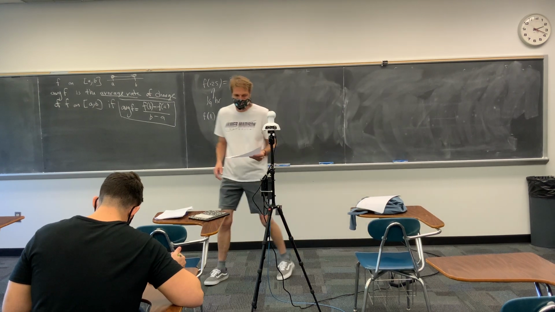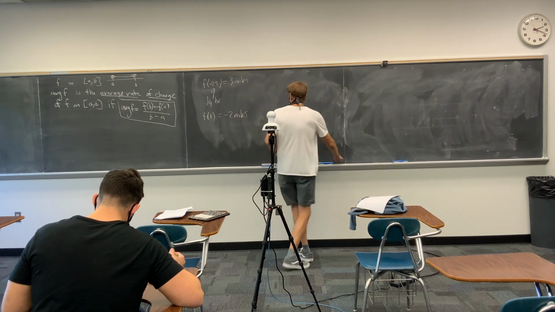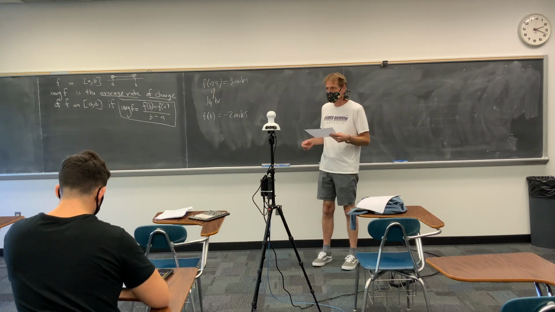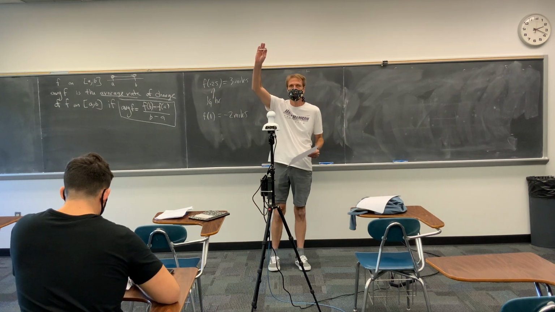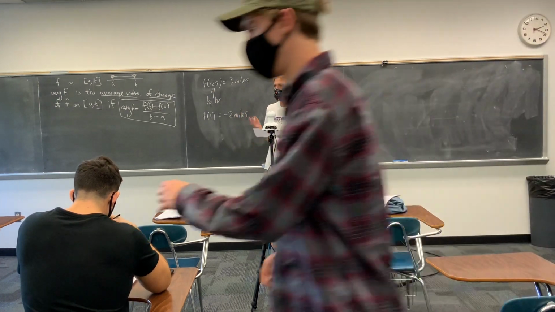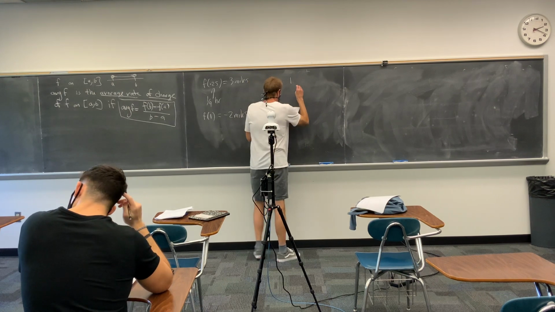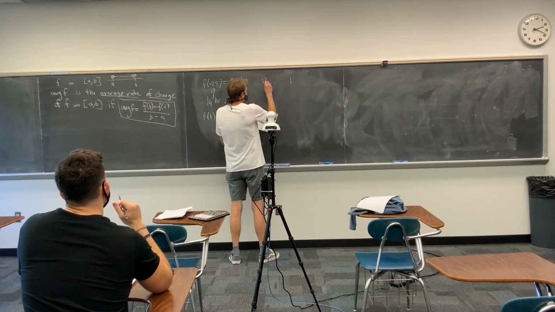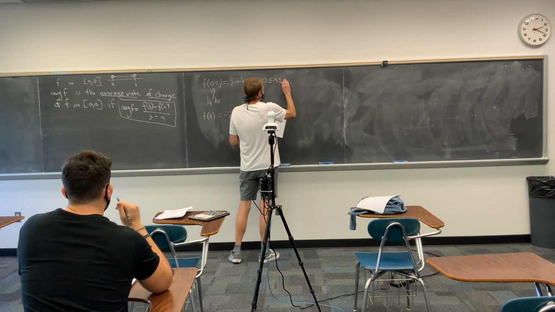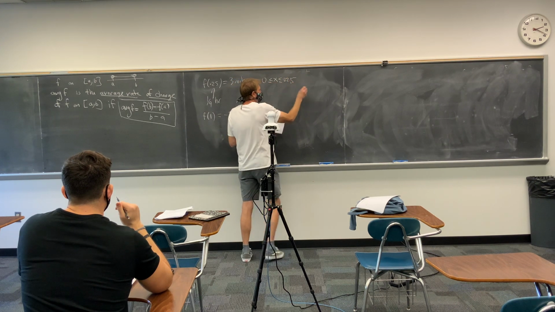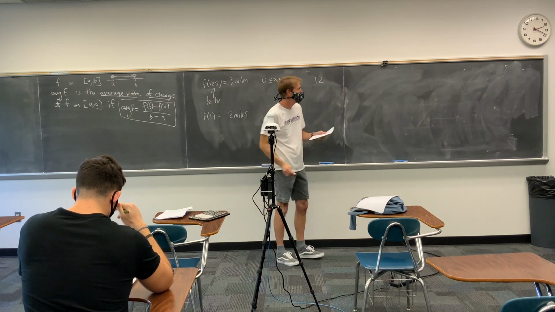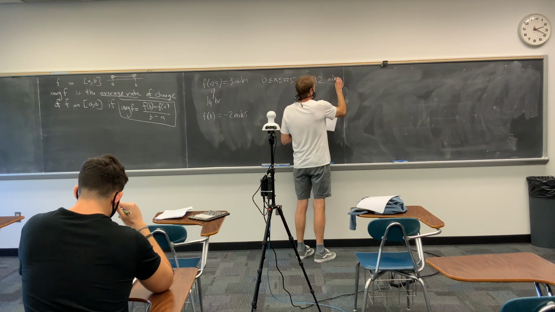Okay, let's see how we did. What did you guys get for number one? Did anybody get anything for number one? 12. How many people got 12? Okay, and that was 12 miles per hour. So on the interval 0 to a quarter of an hour, the average rate of change was 12 miles per hour.